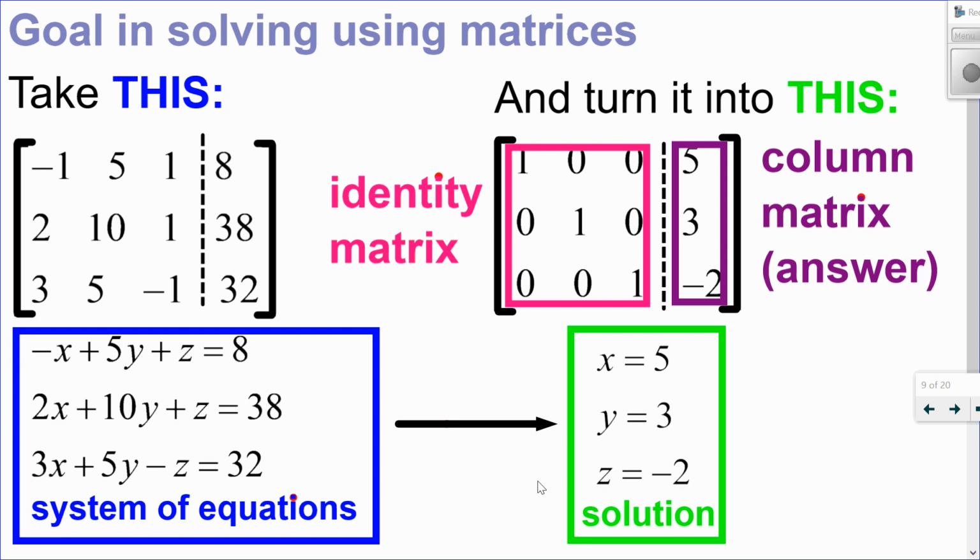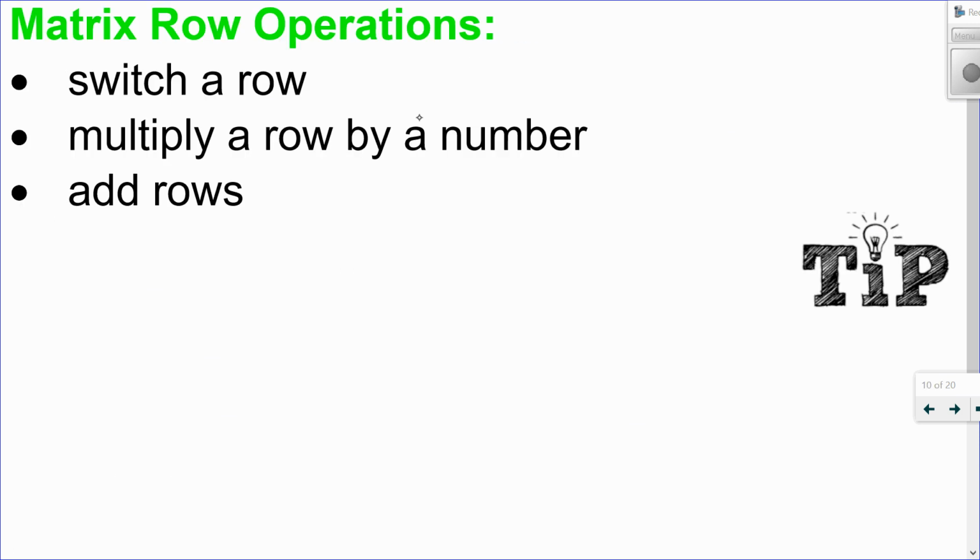And the reason that's a big deal is because now I know the answer. So my first variable, which was x, equals 5. My second variable, which was y, equals 3. And my third variable, which was z, equals -2. So that is the solution. So the trick in this lesson is going to be, how do we go from this to this? How do we go in that direction? And as I already mentioned, it's through matrix row operations.